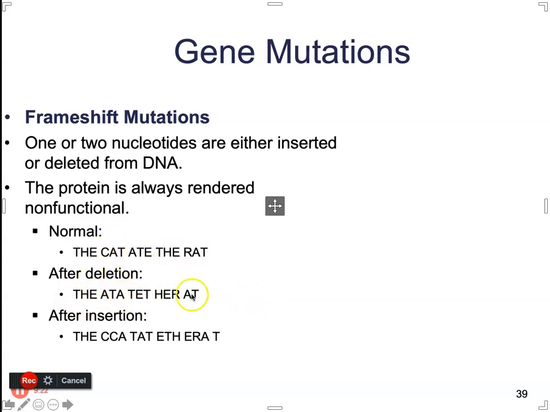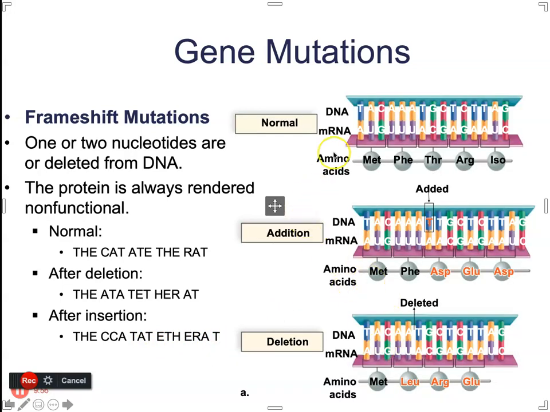If we delete one letter, we shift the codons by one place, and our sentence, which used to read the cat ate the rat, now reads the at-a-tet her at, which is complete nonsense. It is not a protein that we want. If we were to accidentally insert another nucleotide, so we were to insert another C in this location, again, that would shift the frame completely, and we would now have a sentence that reads the cat ate a rat. We would completely change the meaning of the sentence. So here's a little bit of what that looks like.